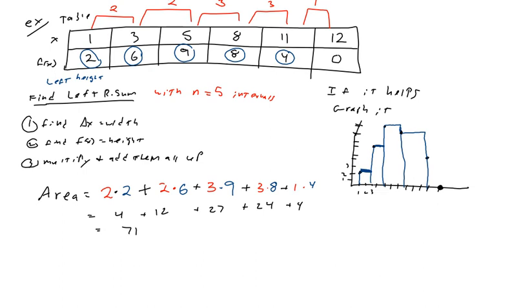Hopefully that's correct. 20, 40, 60, 71, yeah. So that's the left sum. Left sum is 71.